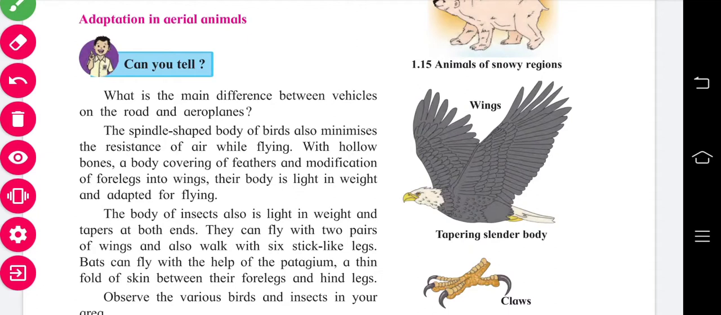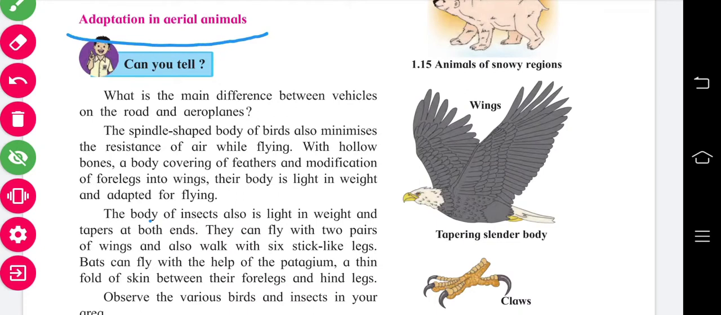Vehicles on the road have wheels and aeroplanes have wings. That is the major difference. Yes, correct. Vehicles on the road have wheels, through which they can move from one place to another, and aeroplanes have wings like these birds, is it? Yes. So what is the similarity between this bird and the aeroplane? We can see there. Okay, so adaptation in aerial animals.